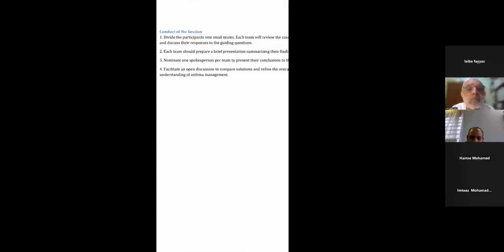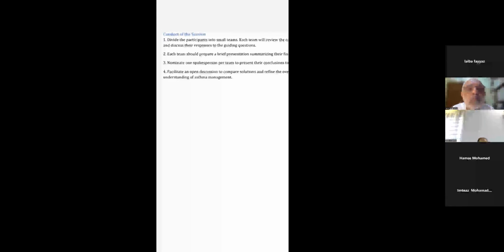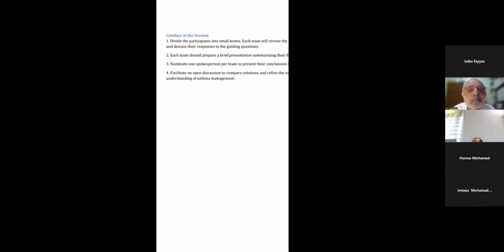We usually divide the participants into small teams. Each team will review the case details and discuss their responses to the guiding questions. Each team should prepare a brief presentation summarizing their findings. Nominate one spokesperson per team to present their conclusions to the group, and also facilitate an open discussion to compare solutions and refine the overall understanding of asthma management. This is all. Thank you very much. We can have the questions.